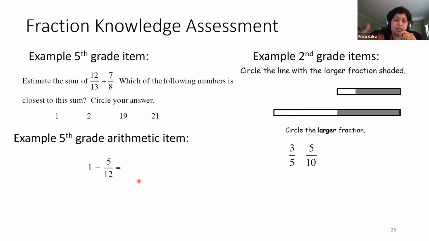For the 2nd graders, we had different types of items, although there are some of the same items for linking and scaling in the future. We haven't done that yet. But for example, the 2nd graders might be asked, circle the line with the larger fraction shaded. So between this line and this line, which one has a larger fraction shaded? So you can see this line has a larger absolute magnitude, but the fraction shaded is larger in this line. And there are also problems with symbolic fractions. Circle the larger fraction between 3/5 or 5/10.